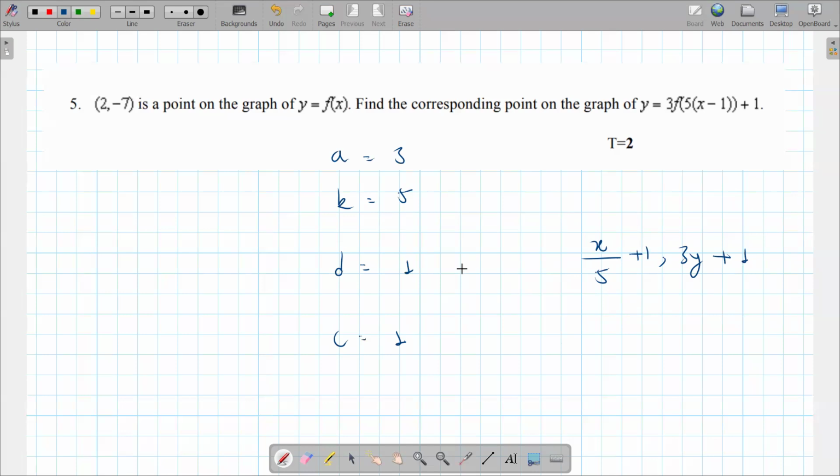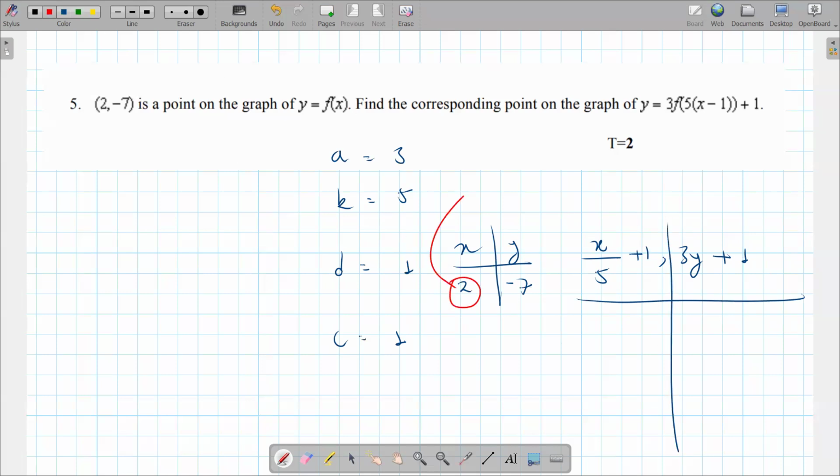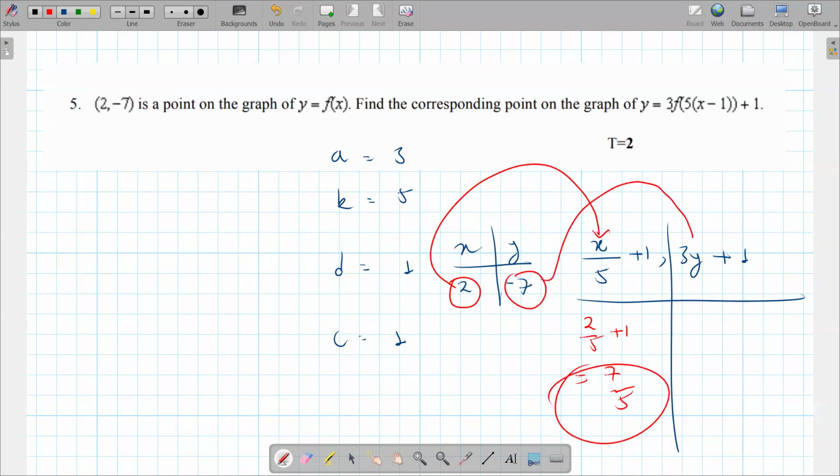So we had the original point 2, -7. All we gotta do is plug 2 in here. So 2 over 5 plus 1. So what's that? 7/5. So that's the x value. Gotta plug -7 in here. That'll be -21 plus 1, -20. And this is your final answer.